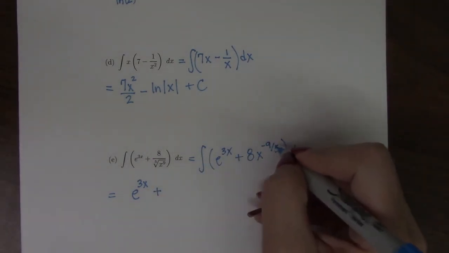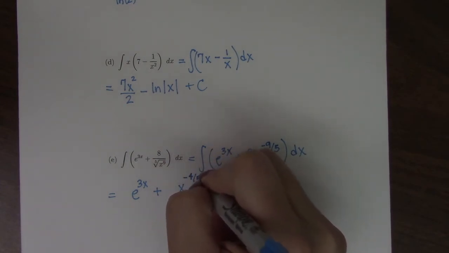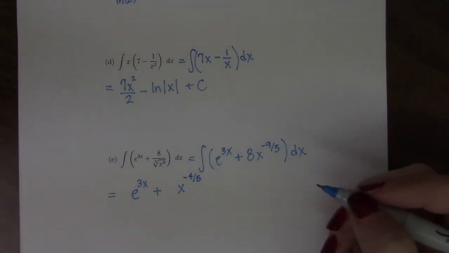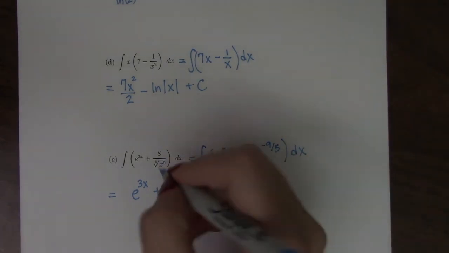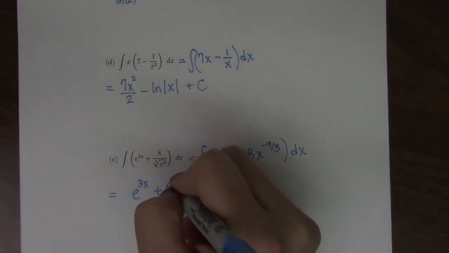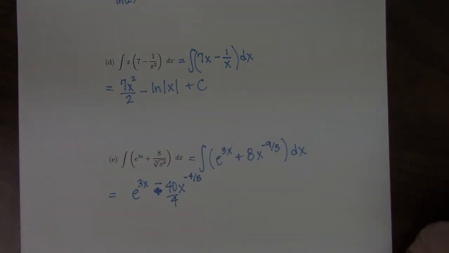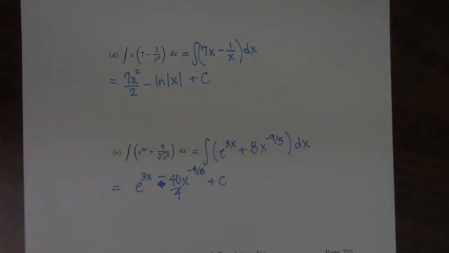So x to the negative 9/5, when you add 1, it becomes negative 4/5. And so dividing by negative 4/5 is the same thing as multiplying by negative 5/4. So 5 times 8 is 40 over 4, and it becomes negative. Now I need to verify that this is right.